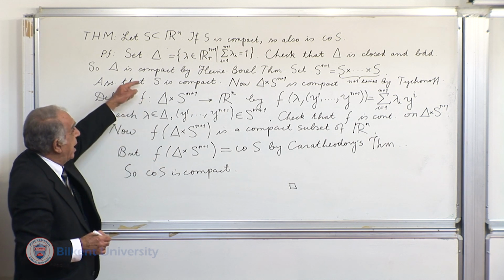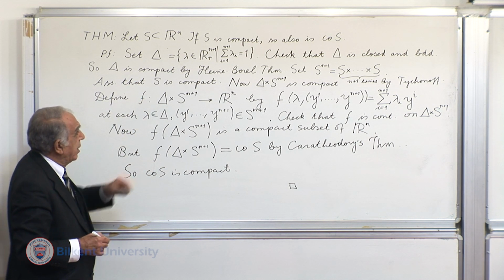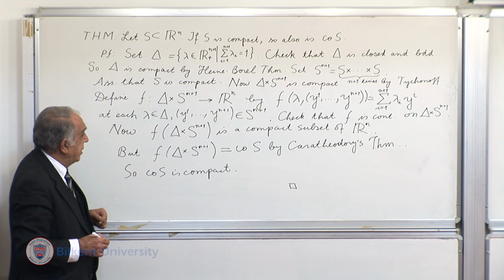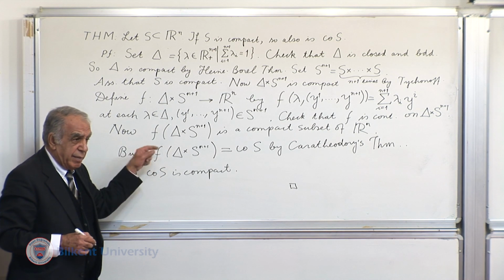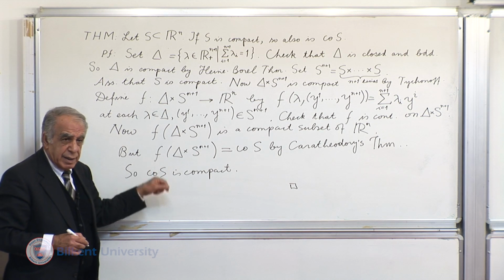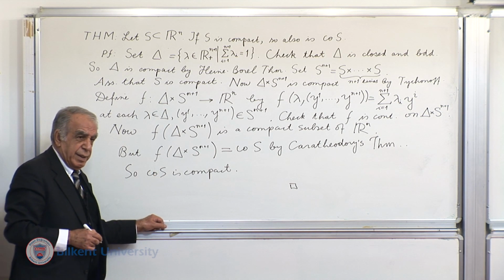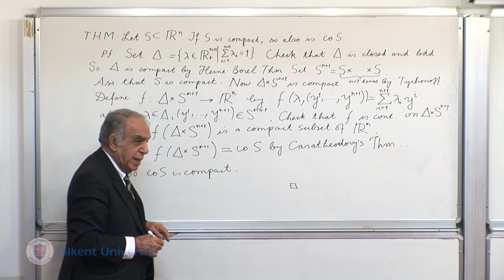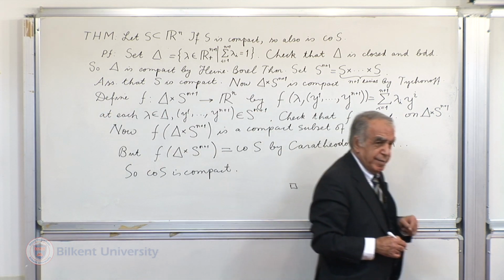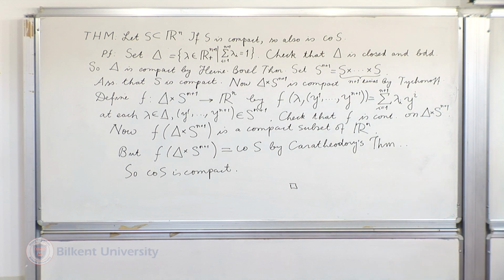So we have used here the Heine-Borel theorem, Tychonov's theorem, Caratheodory's theorem, and preservation of compactness under continuous functions. So that powerful toolbox made the proof of this easy. Okay? Any questions about this?